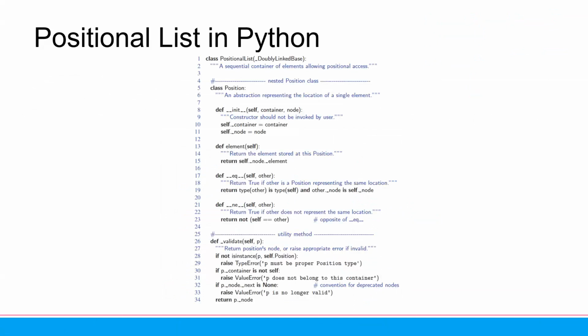We can make our positional list in Python something like this one. We can have the class position, and then this is the constructor. In the constructor, we have container and node, and then we indicate what the elements are, and we want to check whether the element equals some of the position, and then not equal. NE means not equal, EQ means equal. We can have a method to validate whether the node is valid or not.